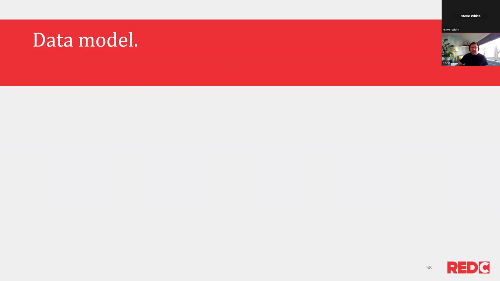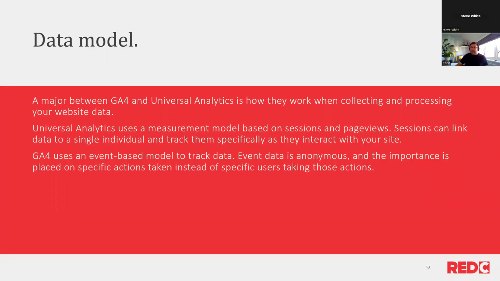So the data model is probably the biggest area, and the major difference is how it collects and processes the website data. Universal Analytics uses a measurement model based on sessions and page views, and sessions will link data to a single individual and track them specifically as they go through the site.